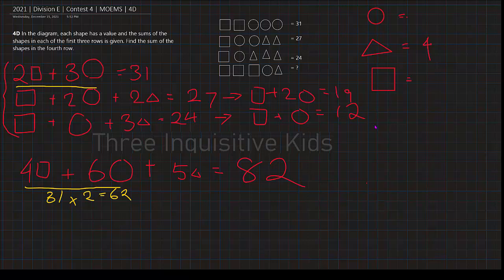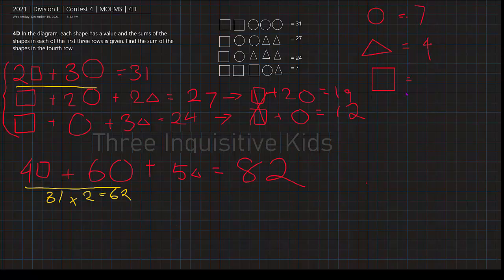Now we both have a similar part over here. So what can we do with it? Well, now I'm going to subtract these two sentences. I'm going to subtract the second sentence from the first one. So then this cancels out. And on the left side, we have one circle. On the right side, we have 19 minus 12, which is 7. So the circle equals 7.